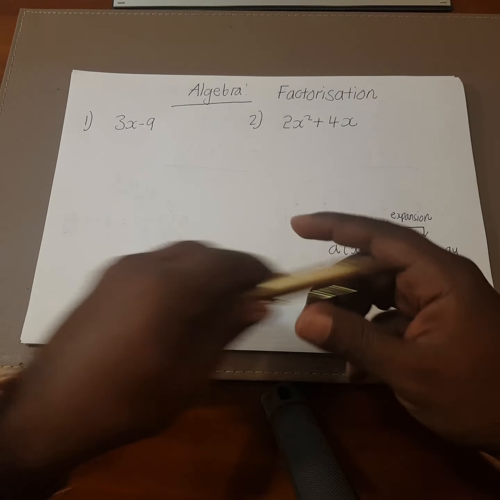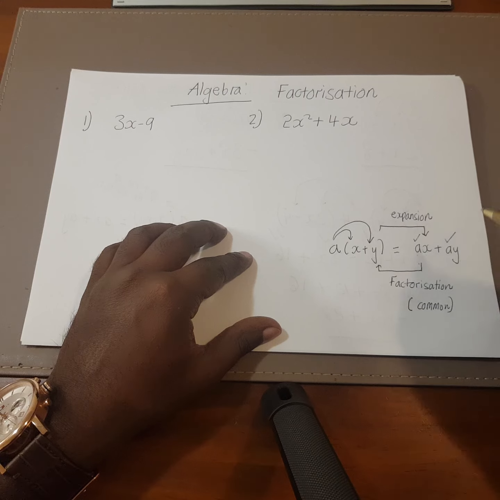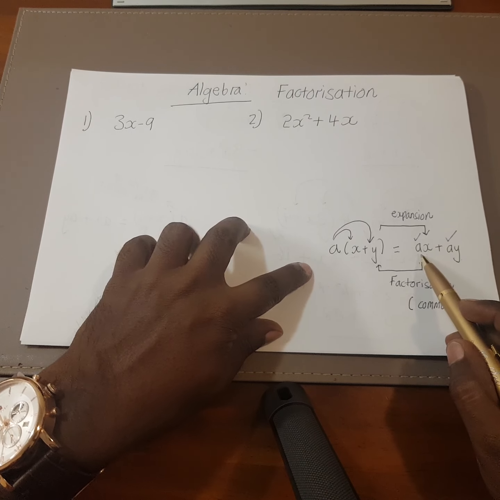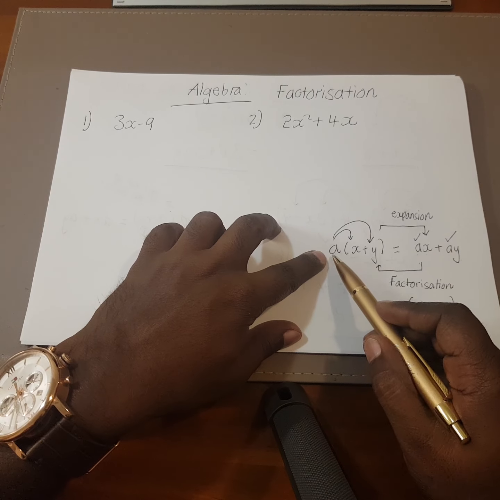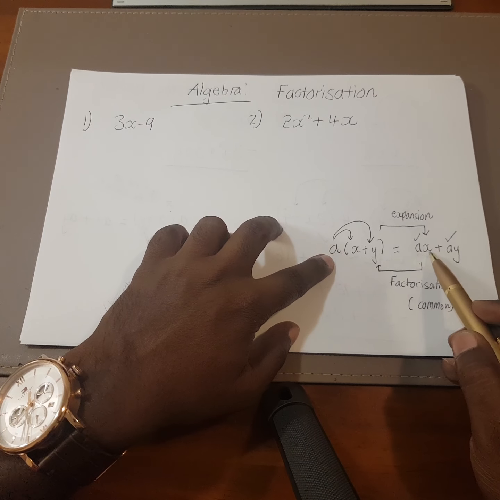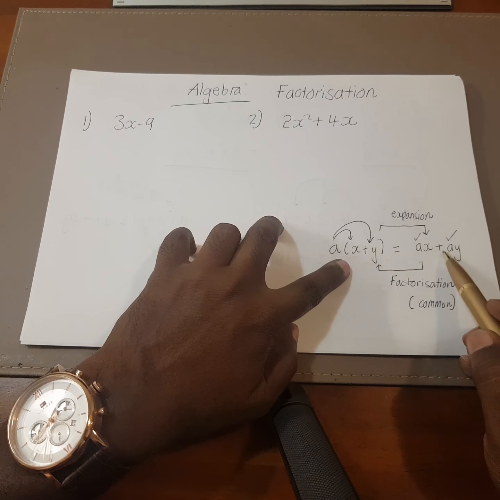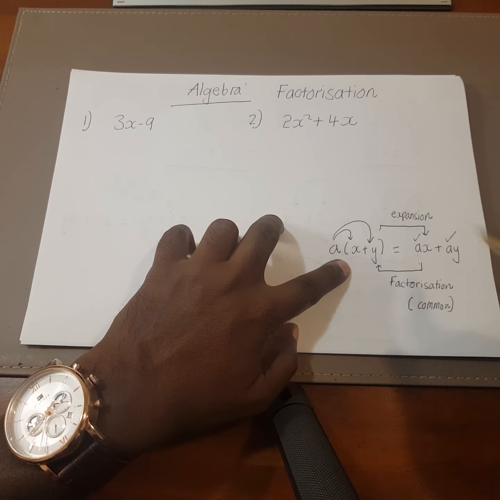So sometimes, to illustrate further, what I like to do is I put a tick just to show you that a is common. And that's what you put out, as seen here. And then you open the brackets. What happens is, it's ax, you're dividing it by a, and what remains is x. And ay, you're dividing it by a, and what remains is y.